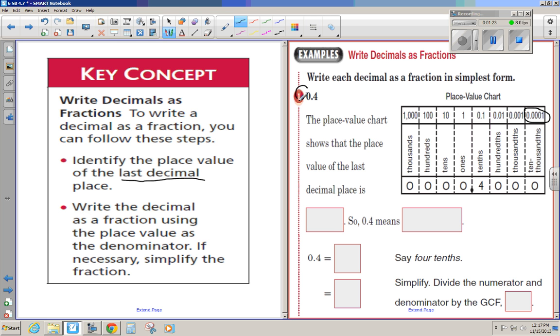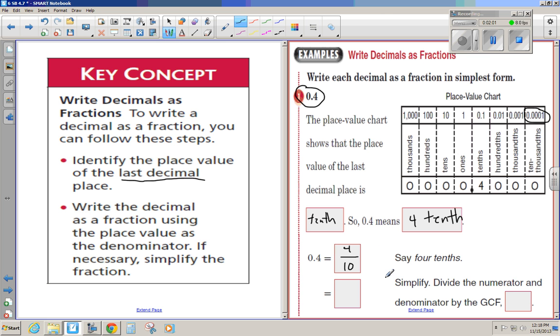So looking at this number right here, 0.4, on this place value chart, you should know all of your place values by this point, it shows that the place value of the last decimal is a tenth. So 0.4 means 4 tenths. And so when you say 4 tenths, you write that as a fraction, putting the placeholder number in the denominator.